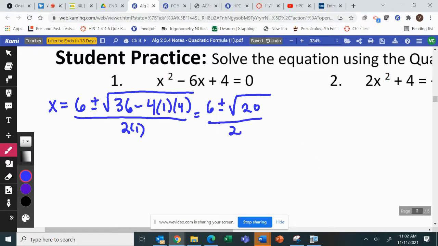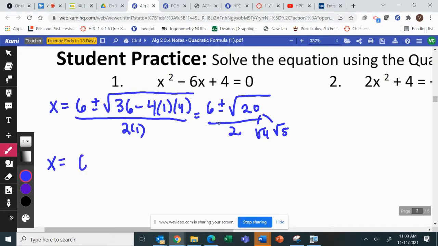Okay. So now we go through our 3 simplifying questions. First question, did we simplify that square root all the way? No. Is there a perfect square? We already talked about that today, did we not? Square root of 20. Does that break down further? Yes. Okay. So my square root of 20 is like the square root of 4 and the square root of 5. So I now have x equals 6 plus or minus 2 square root 5 over 2.